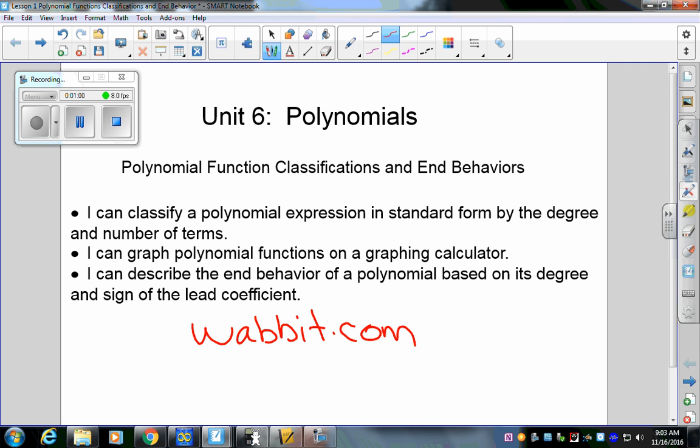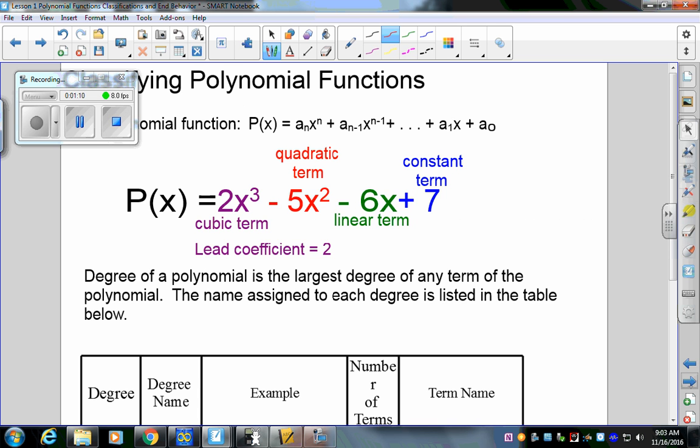You should also be able to describe the end behavior of a polynomial based on its degree and the sign of the lead coefficient without a calculator, just by looking at the graph. Okay, so those are our goals. So let's get started. We're just going to take a look at some naming concepts first.